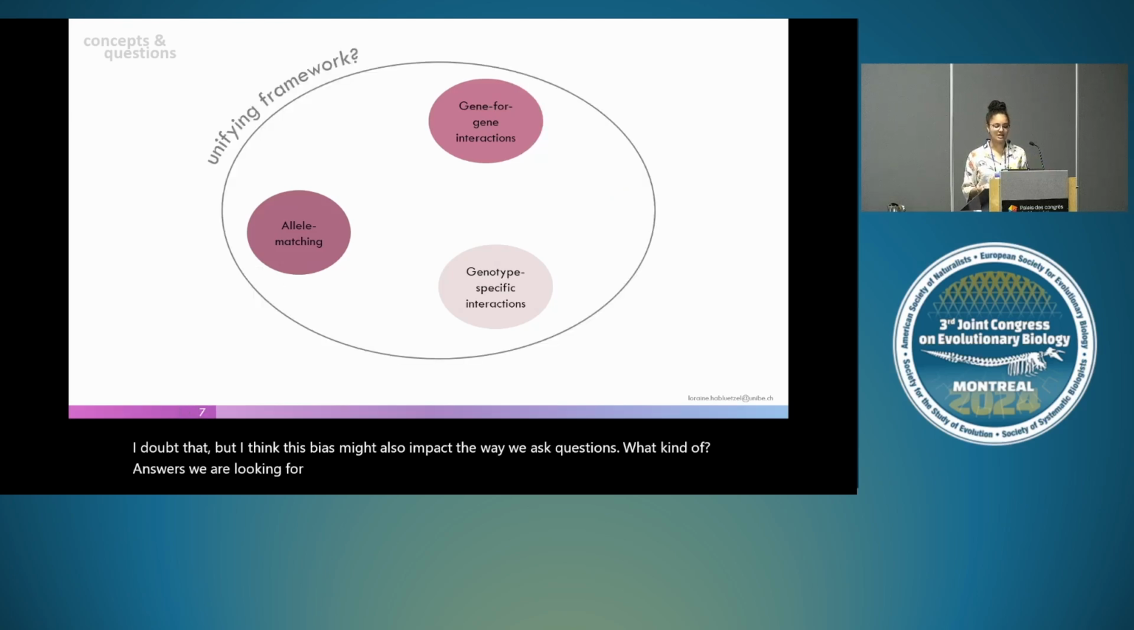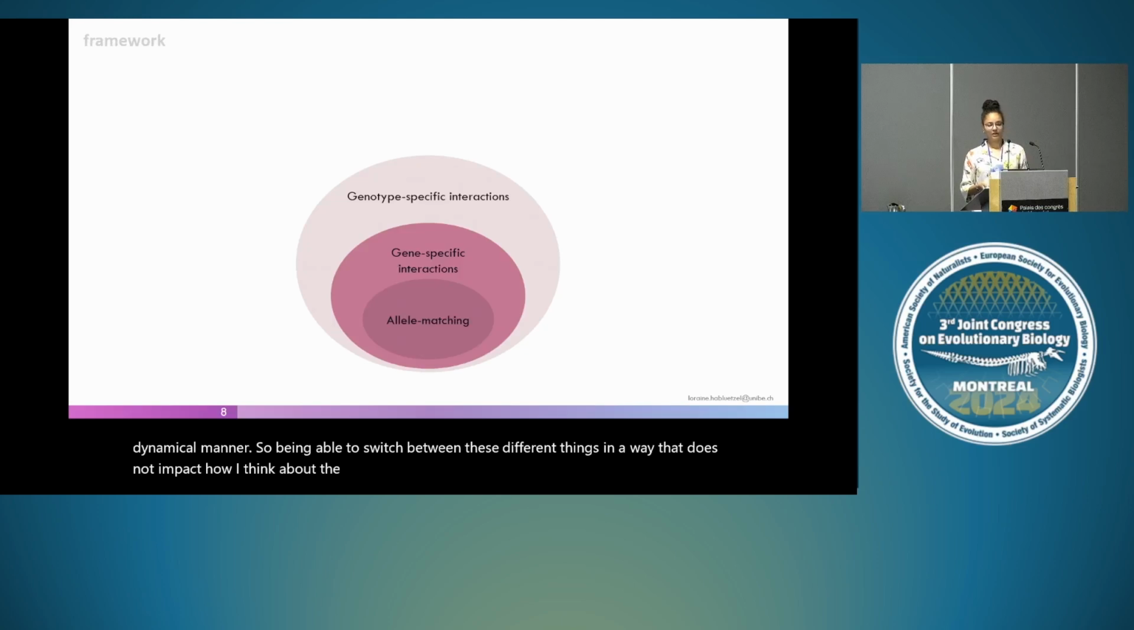So my question very much was, how can I find some sort of unifying framework wherein these concepts still exist, of course, but maybe I'm able to also describe things that lie outside of them, and just something that helps me describe things in a dynamical manner. So being able to switch between these different things in a way that does not impact how I think about the system. So I guess this is one approach I did first, like, okay, how do I structure this?